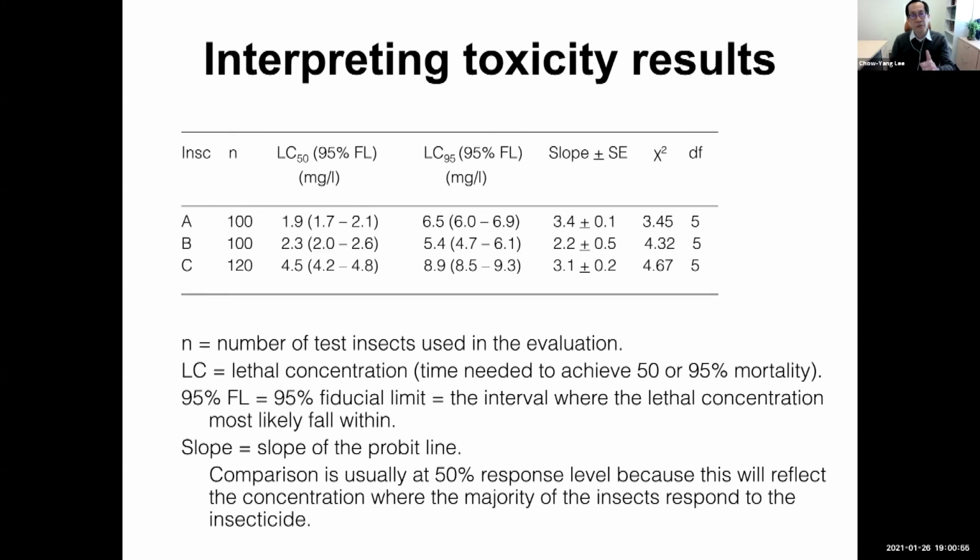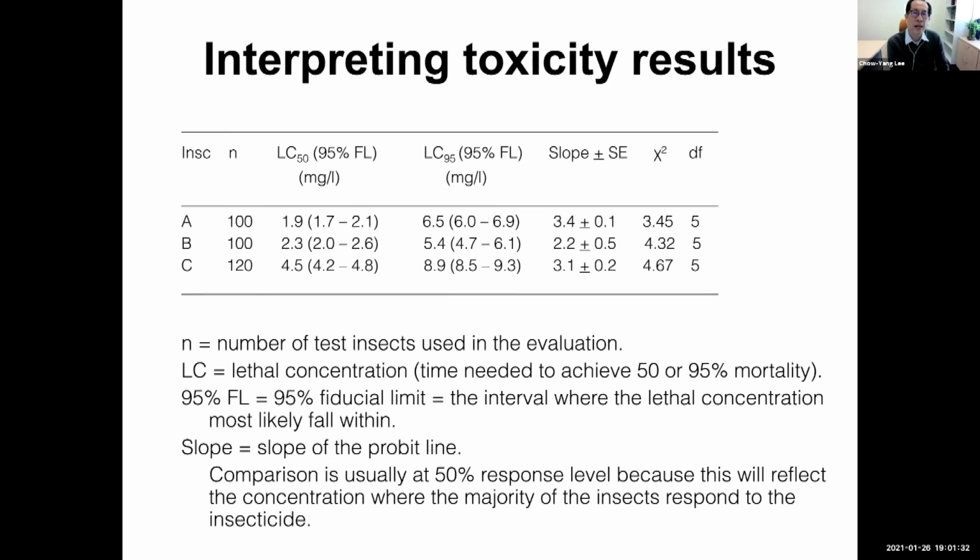Next is, of course, the toxicity result. So you have the LC50 and also LC95. And notice over there, there is a bracket that gives you a range. So for example, LC50 for A, 1.9 with a 95% fiducial limit of 1.7 to 2.1. And you have LC50 for B, 2.3, with a fiducial limit of 2.0 to 2.6. What does all this mean? I'll explain in a short while.